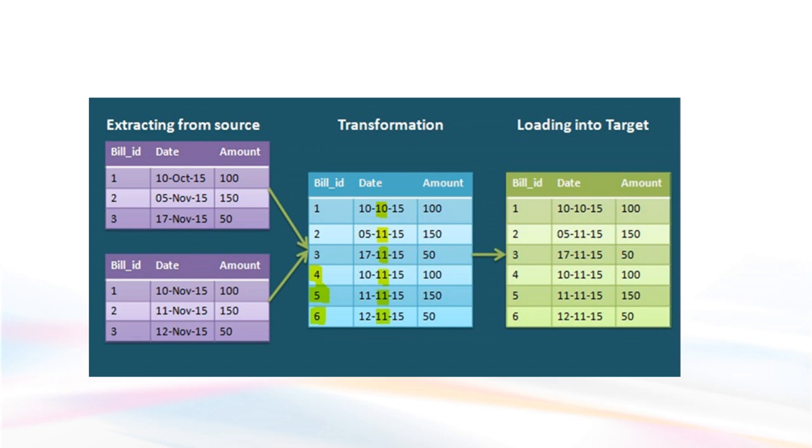And once we apply this transformation, then we need to load the data into the target system. So this is the actual data which will be available in the target system. So extraction, transformation, and then loading. These are the three important stages we have.